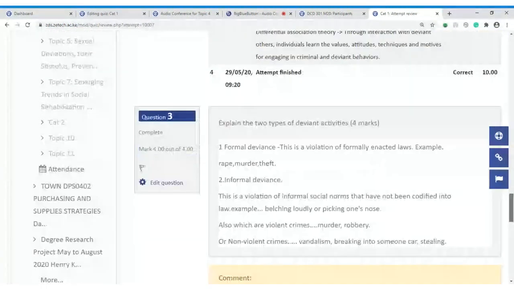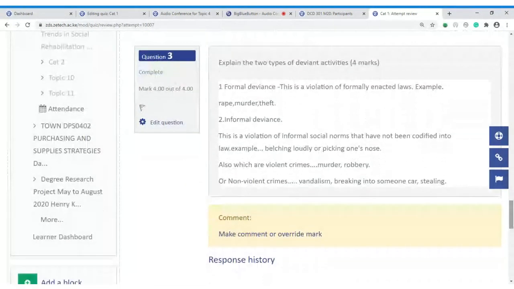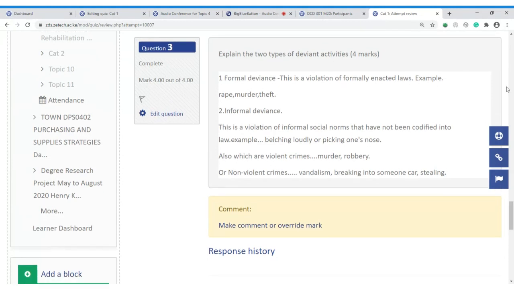Types of deviant activities. We have formal and informal. Almost everybody got that right. Formal are those defined by the law. They are enacted, either in the Constitution or Acts of Parliament or any other formal law, accepted and passed and can be applied in court. Others are informal because these are just social norms that we have accepted, that this is right, this is wrong. We don't accept same-sex marriages in Kenya and things like that.